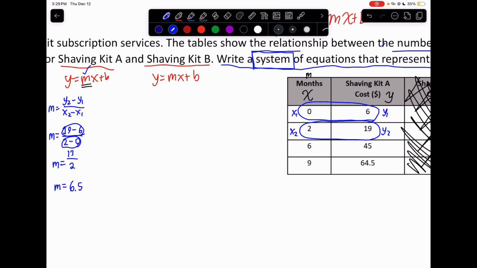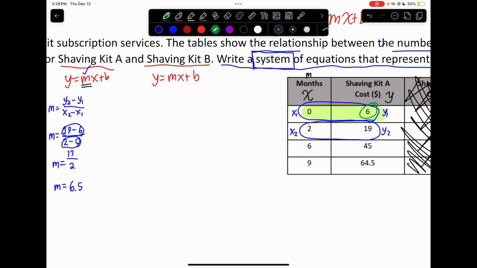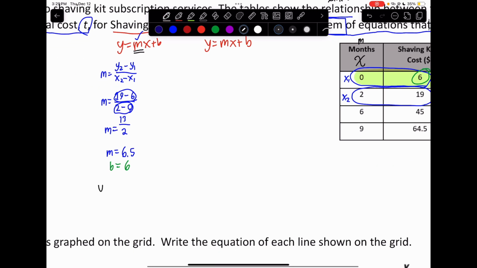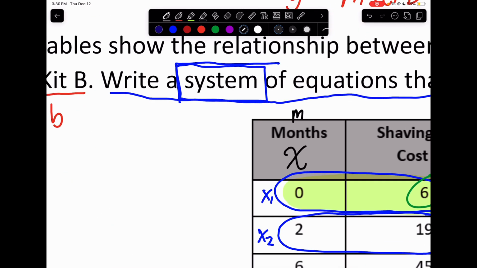And then for the B, we know that the y-intercept is the value when x is 0. And I am so lucky here, I actually do see 0. So I know that my B is going to be 6. So bam, my first equation is y equals 6.5x plus 6, because here's my M and here's my B. So I'm going to do that one more time. That's all that the system means. I'm just going to do the same thing twice.